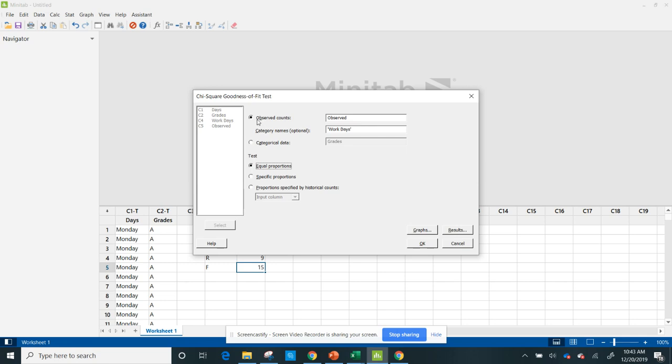Again, I'm going to use observed here, and I was careful to call it observed. The reason is that I actually have numeric data in there. And then I put work days as my category name, so when I get the output, I can interpret it. And then equal proportions. I hit OK.